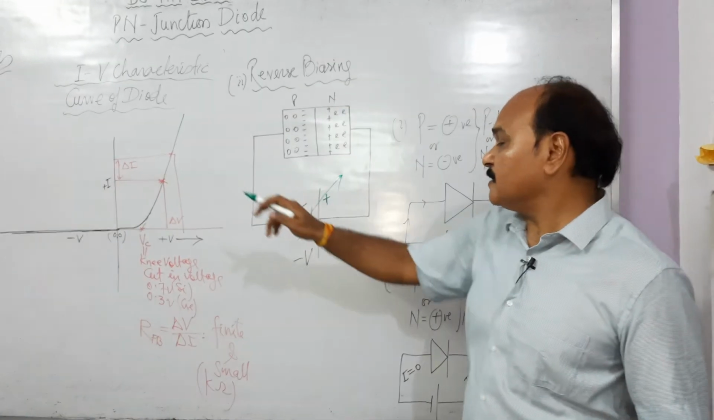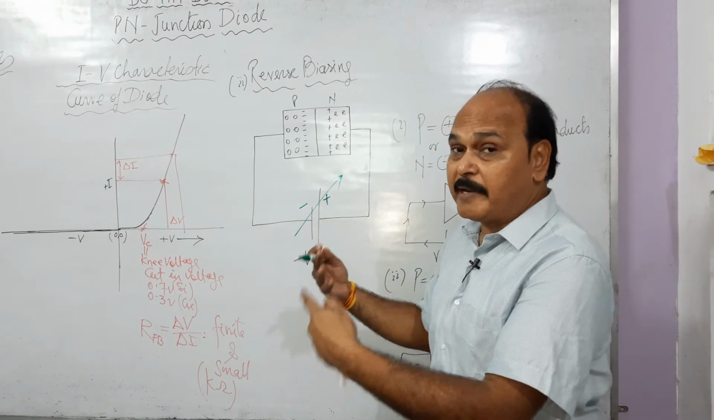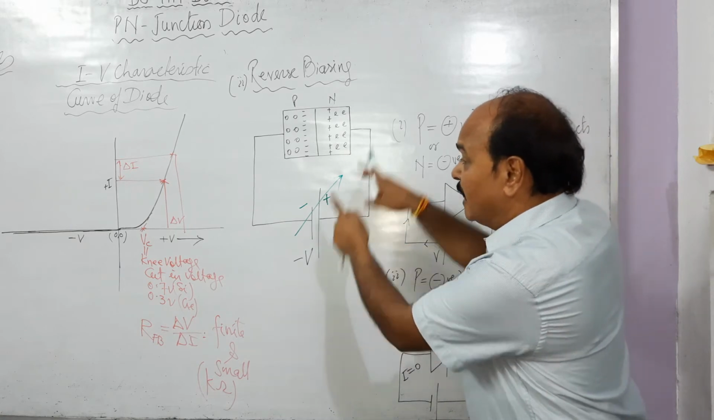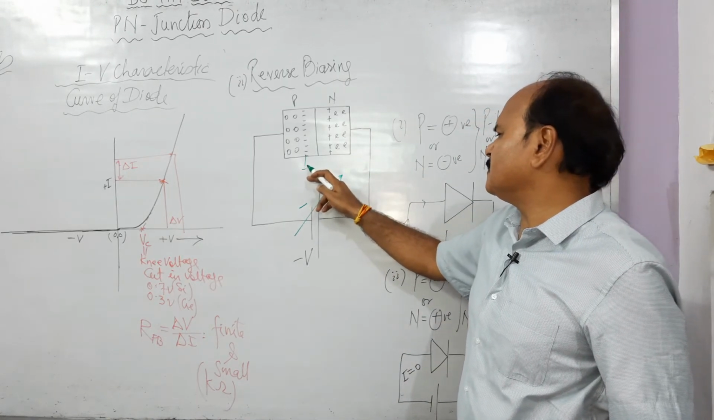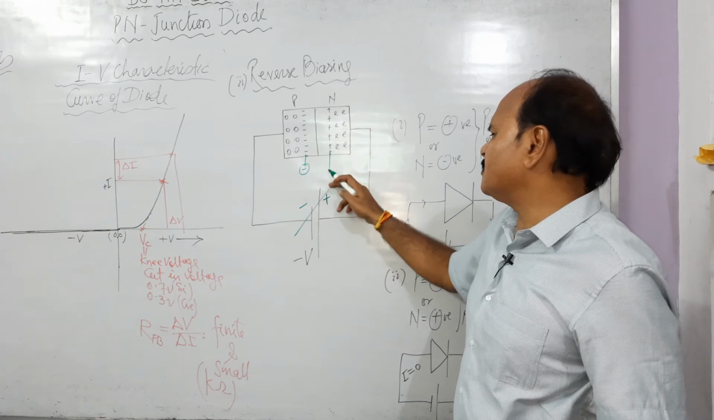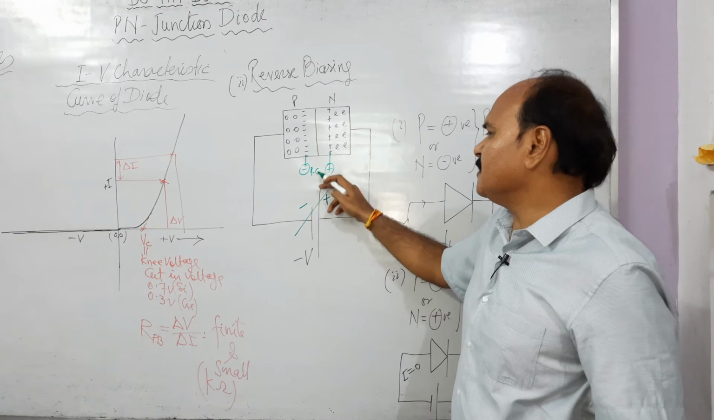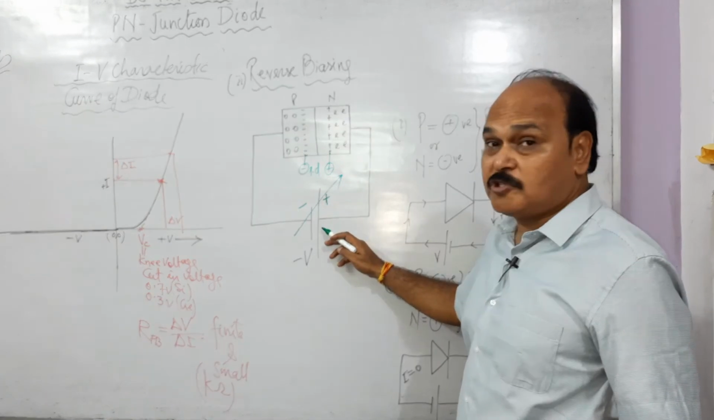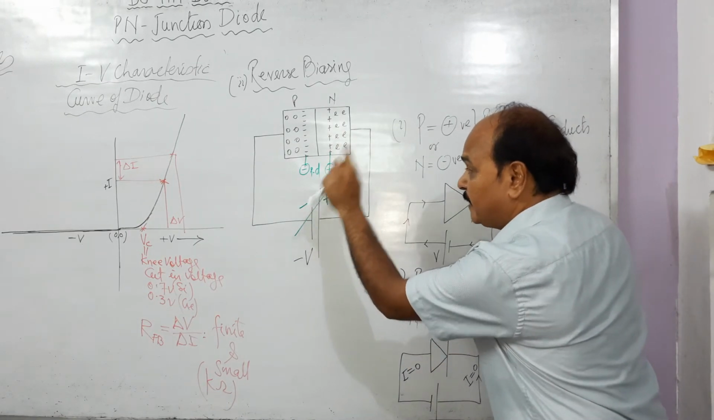In the forward bias, this external battery was opposing the barrier. But in this case, this external battery is going to help the barrier. See, this is negative potential, this is positive potential, this is the layer of positive charge, and this is the potential difference. See, this negative is connected with negative and this positive is connected with positive. That means the external battery is going to help the barrier.